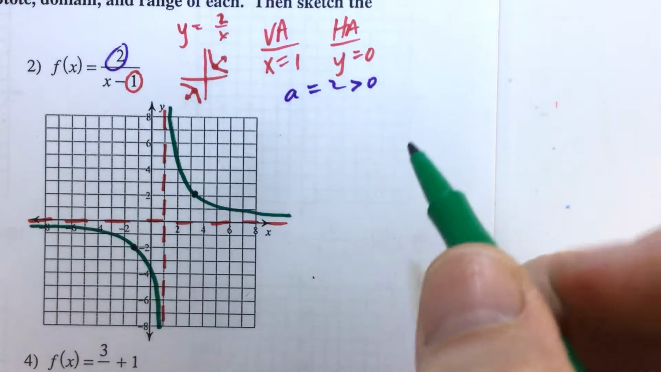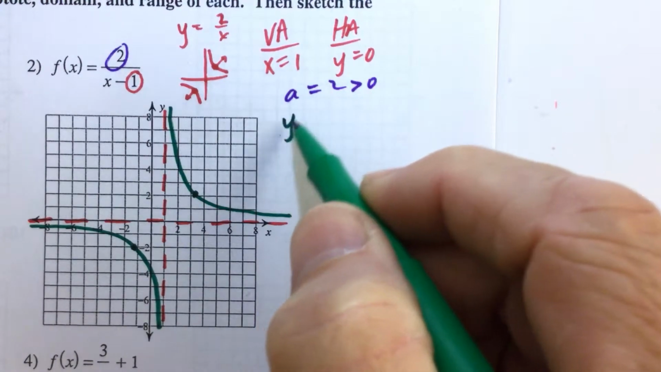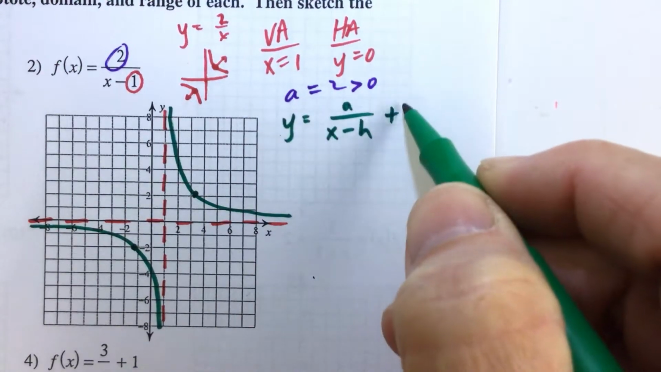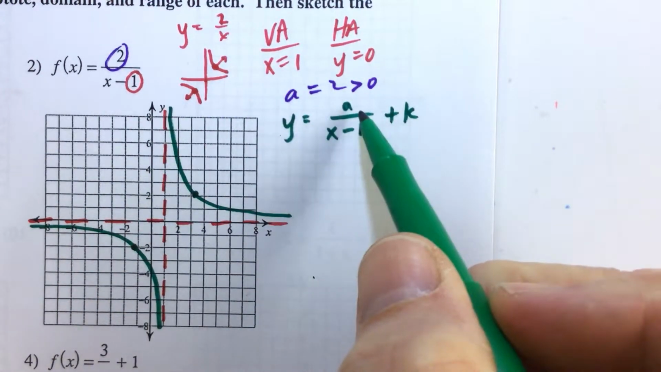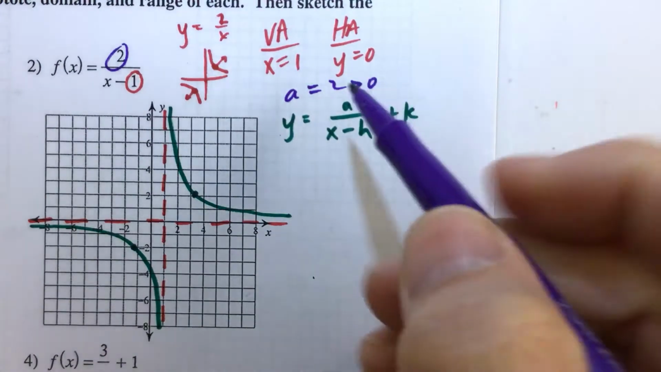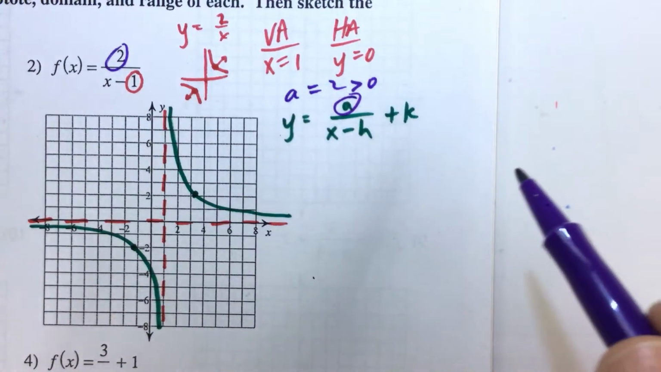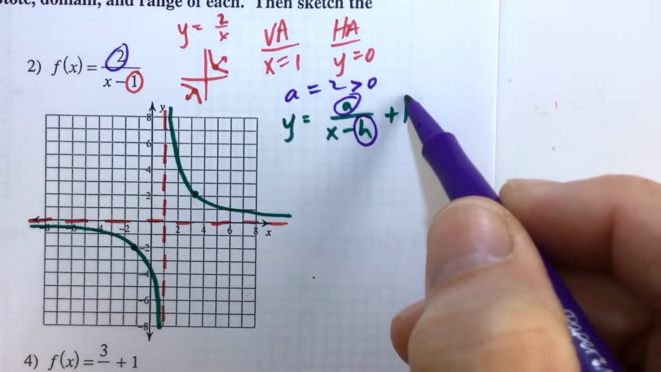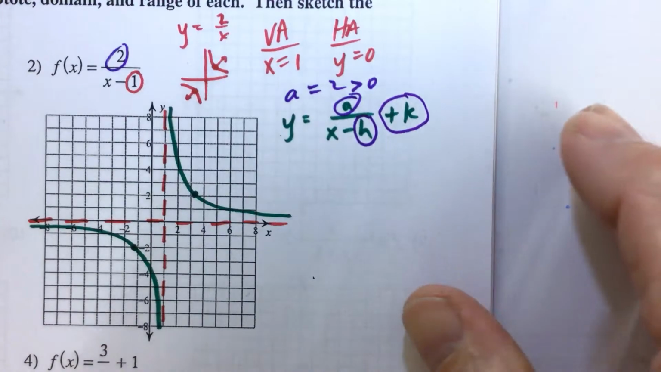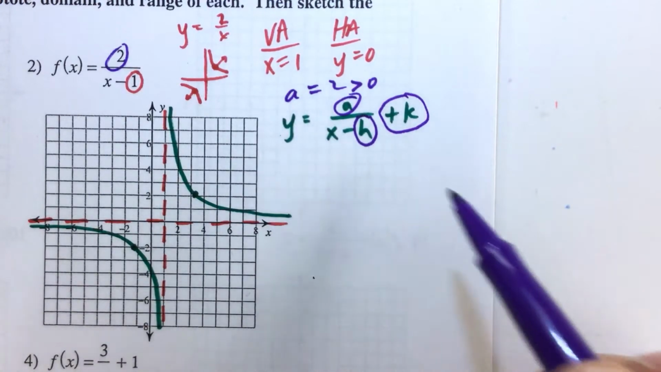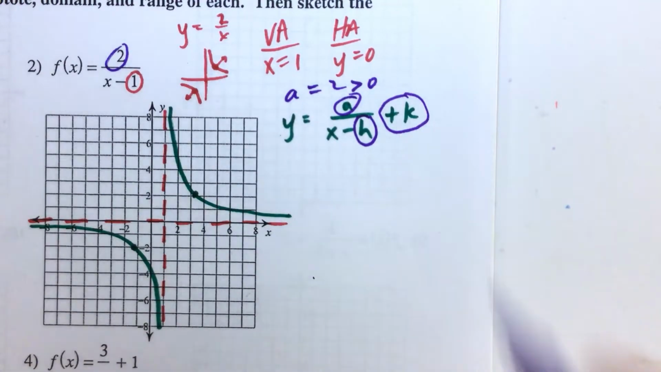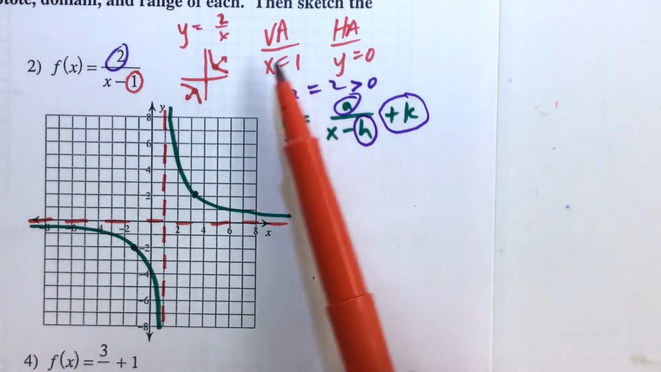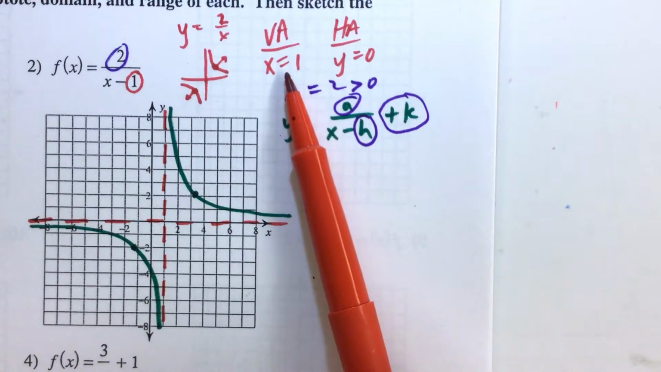I should probably also make mention of the fact that the transformation of the original parent function of y equals 1 over x would look like this. You can always find the a because it's always the numerator of the fraction. You can always find the h, it's what's being subtracted from the x, and you can always find the k because that's the number that gets added to the outside of the fraction. So y equals a over x minus h plus k. y equals k is our horizontal asymptote always. x equals h is the vertical asymptote always.